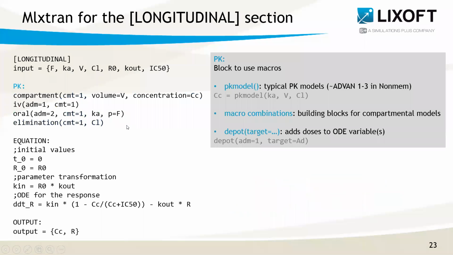administrations. There is another macro that is used pretty frequently. It's a depot macro. It's a macro that you use in combination with ODEs, and that allows you to add the doses on one of your ODE variables. And this is done via the target argument. So for example, with this line, I would take all doses that have ADM equals 1 and add them on the ODE variable AD, which here, for example, represents the amount in the depot compartment. So that's what we can do in the PK block.